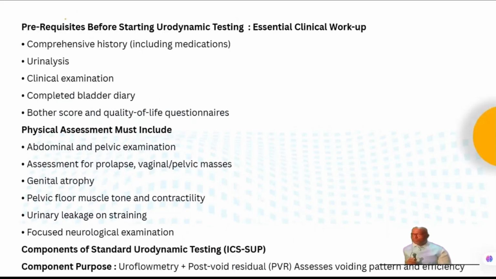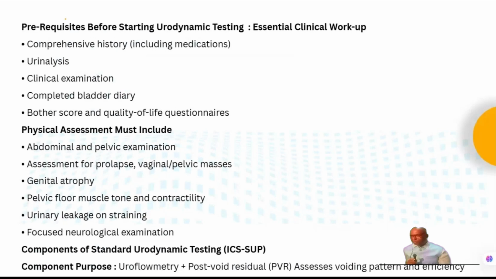So what are the prerequisites before starting urodynamic testing? That is the essential clinical workup which is required. First is a comprehensive clinical history, including any medication the patient is taking. Then we need urine analysis, clinical examination of the patient, a completed bladder diary, and a bother score or quality of life questionnaire. These are a must, especially for Part 3 candidates. If you get a scenario and you require urodynamic testing, you need to have the complete history. Ensure that you discuss urinalysis or confirm whether it has already been done. If not done, you suggest that we need to carry out this particular test.